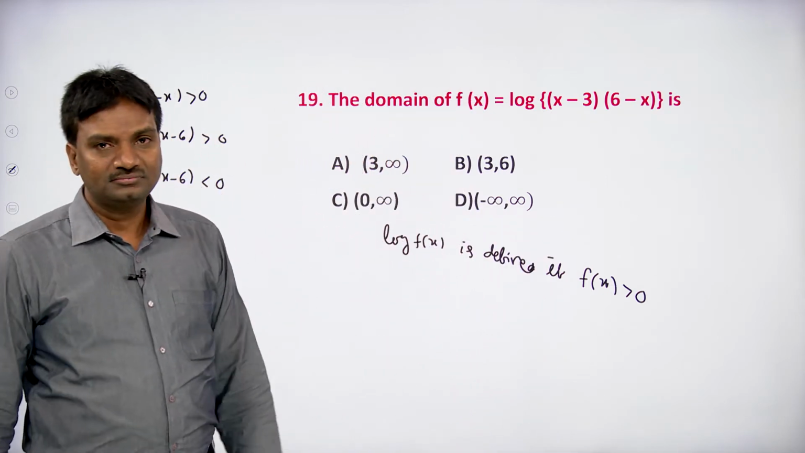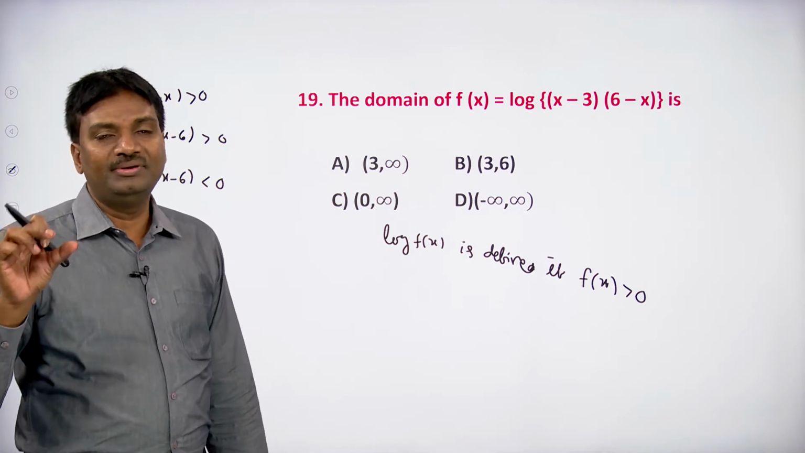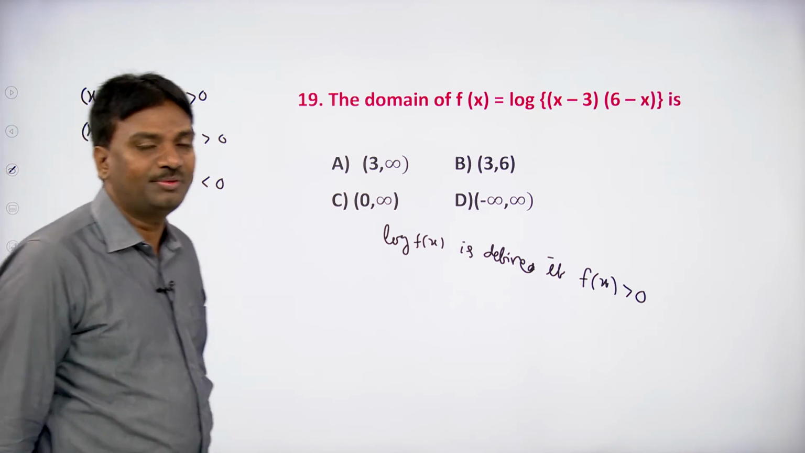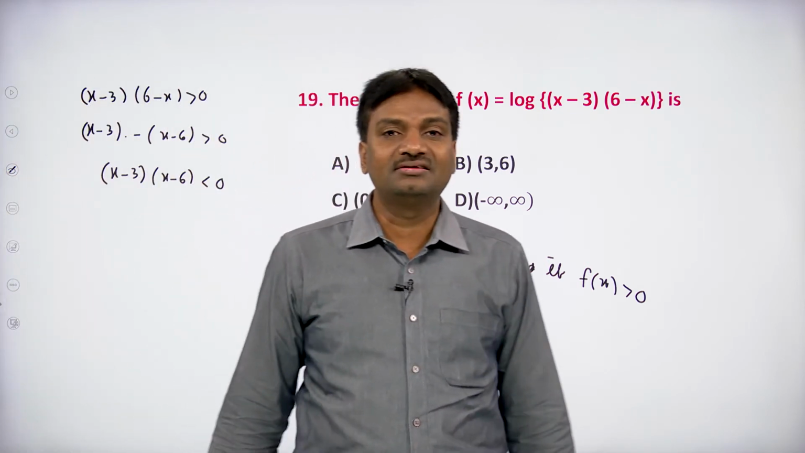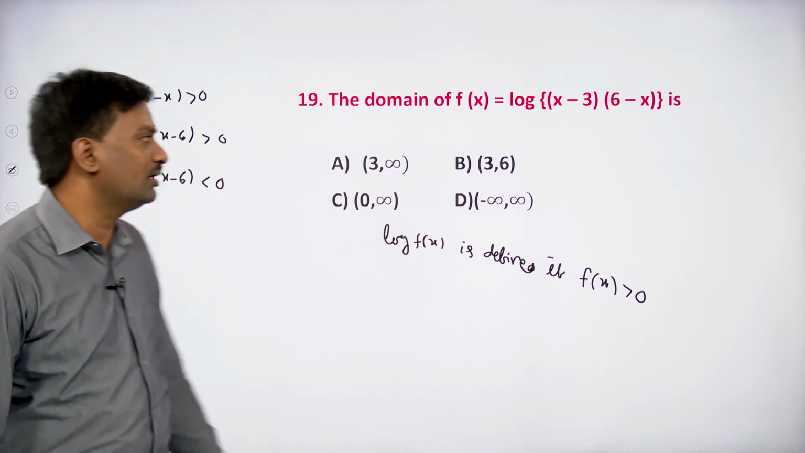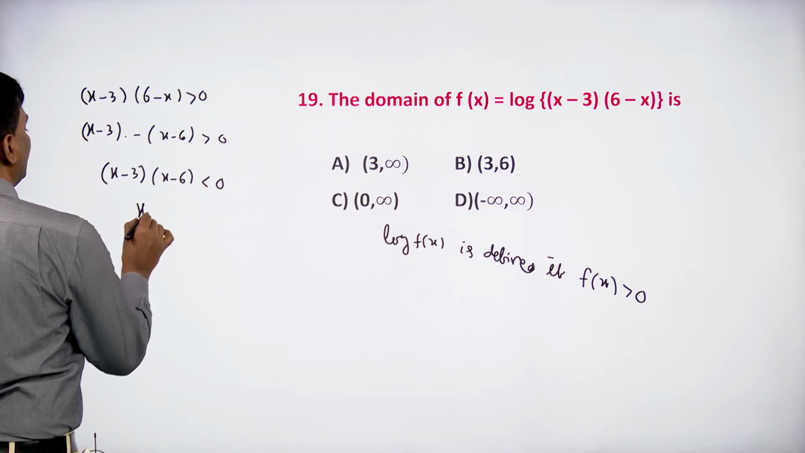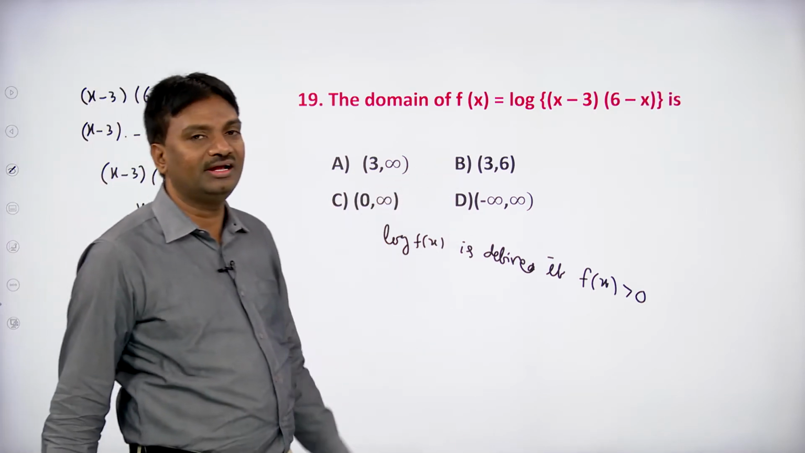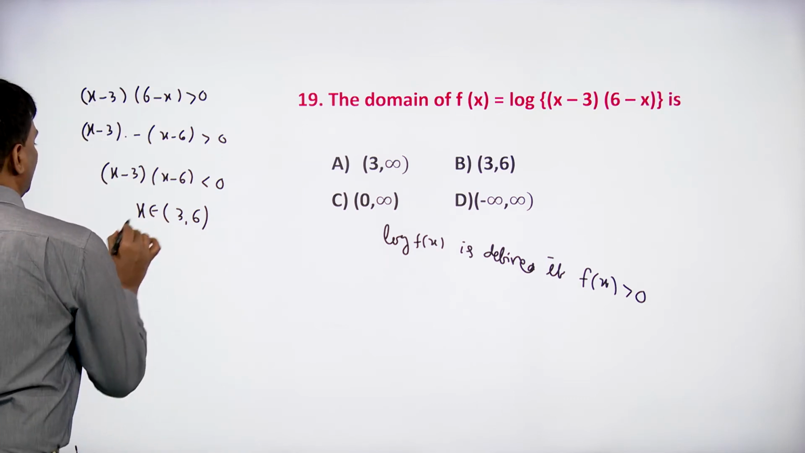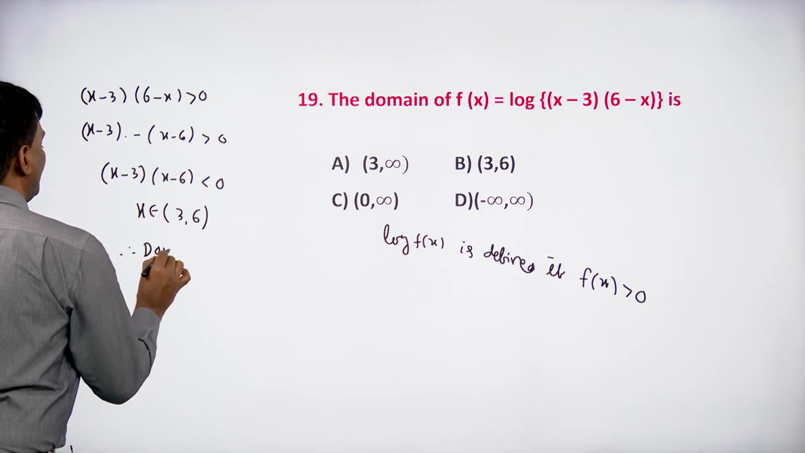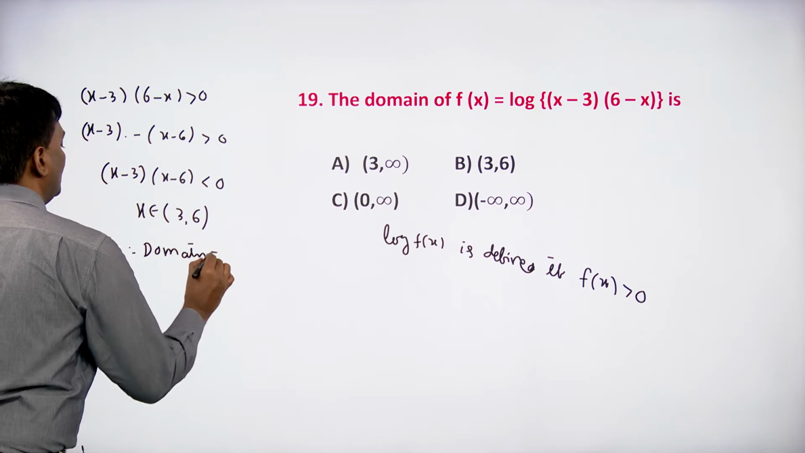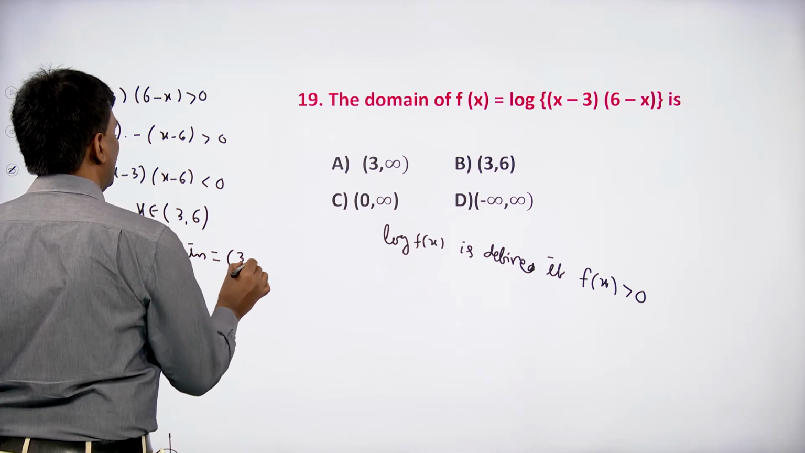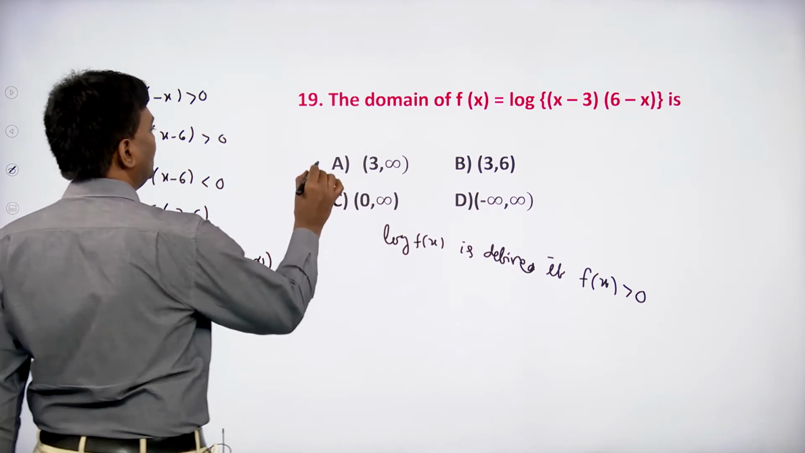Just like the above problem, if alpha and beta are real numbers and alpha is less than beta, then (x minus alpha) into (x minus beta) less than 0 means x belongs to the open interval alpha comma beta. So from this we can write x belongs to the open interval 3 comma 6. So option B is the correct option. Therefore the domain of the given function is 3 comma 6.